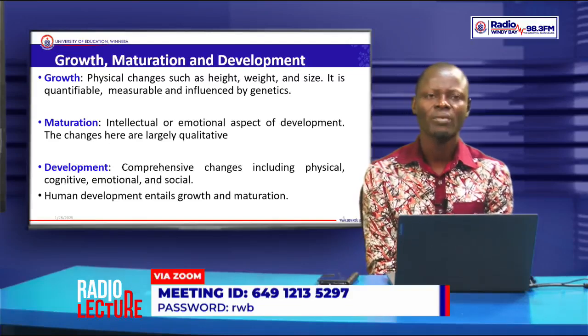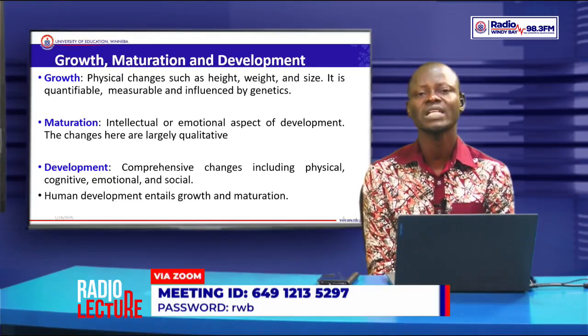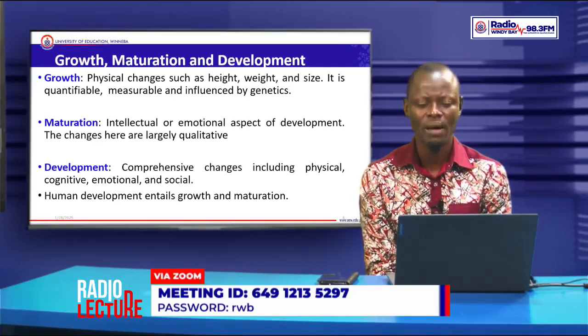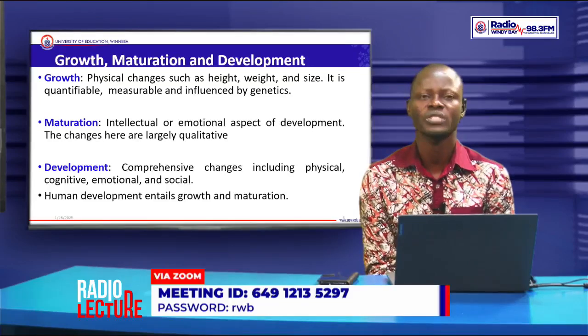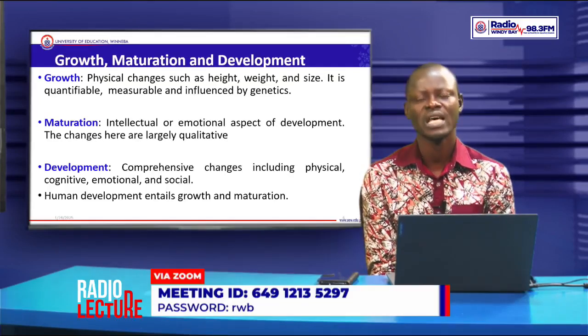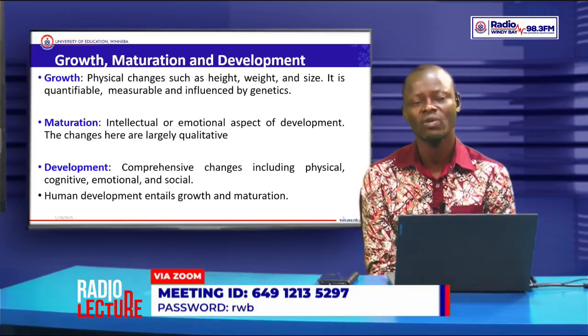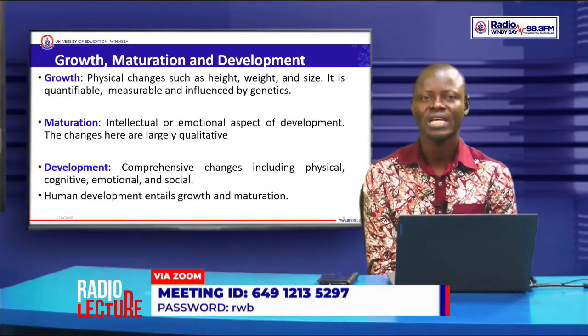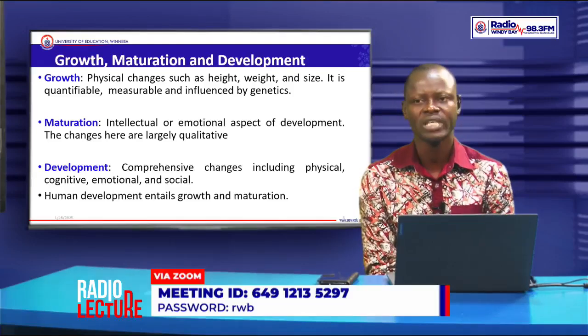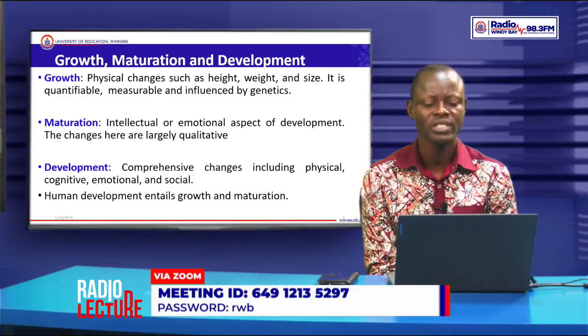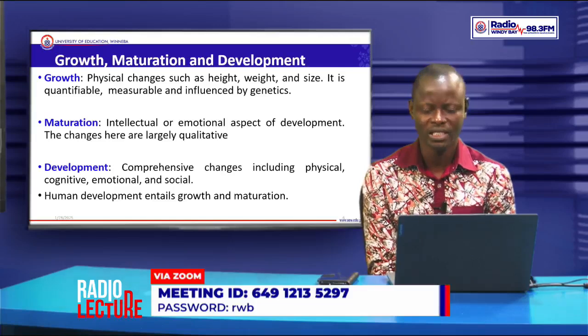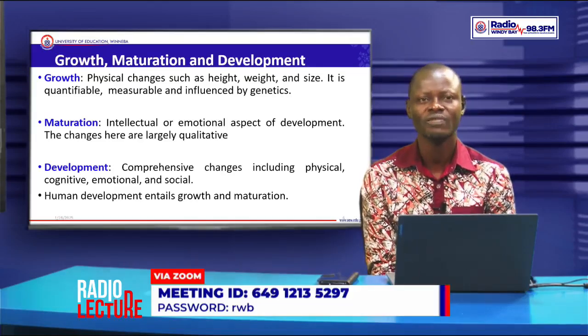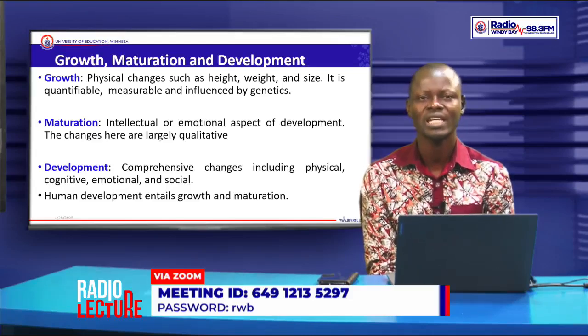So talking about growth, we are looking at the physical changes that occur in us as human beings, and these are changes that are observable and measurable. For instance, height, weight, and size. These are things that we can all observe and even quantify and measure. So we are saying that growth as a concept in psychology is quantifiable, it is measurable, and it's influenced by genetics, which means that the environment you find yourself in does not have control over how you are going to be tall or short. These are genetics, and the environment has not much influence in it.